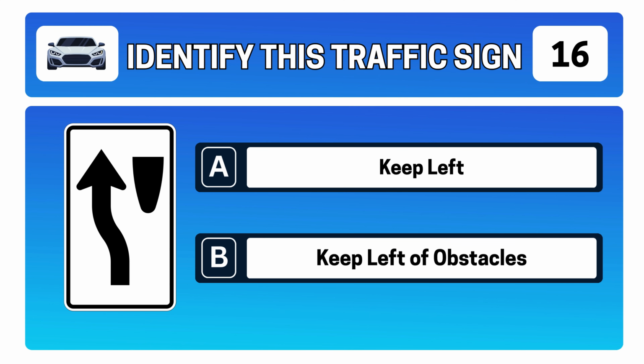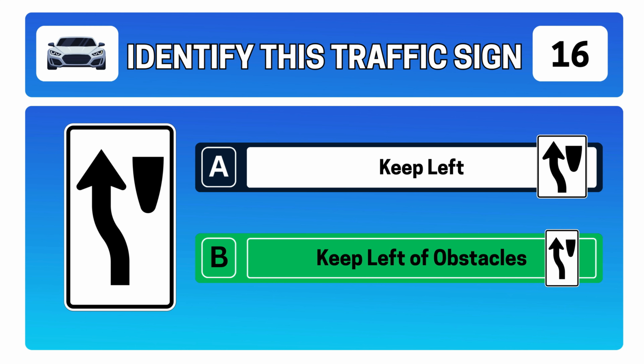Identify this traffic sign. A. Keep left. B. Keep left of obstacles. Correct. It is the keep left of obstacles sign.